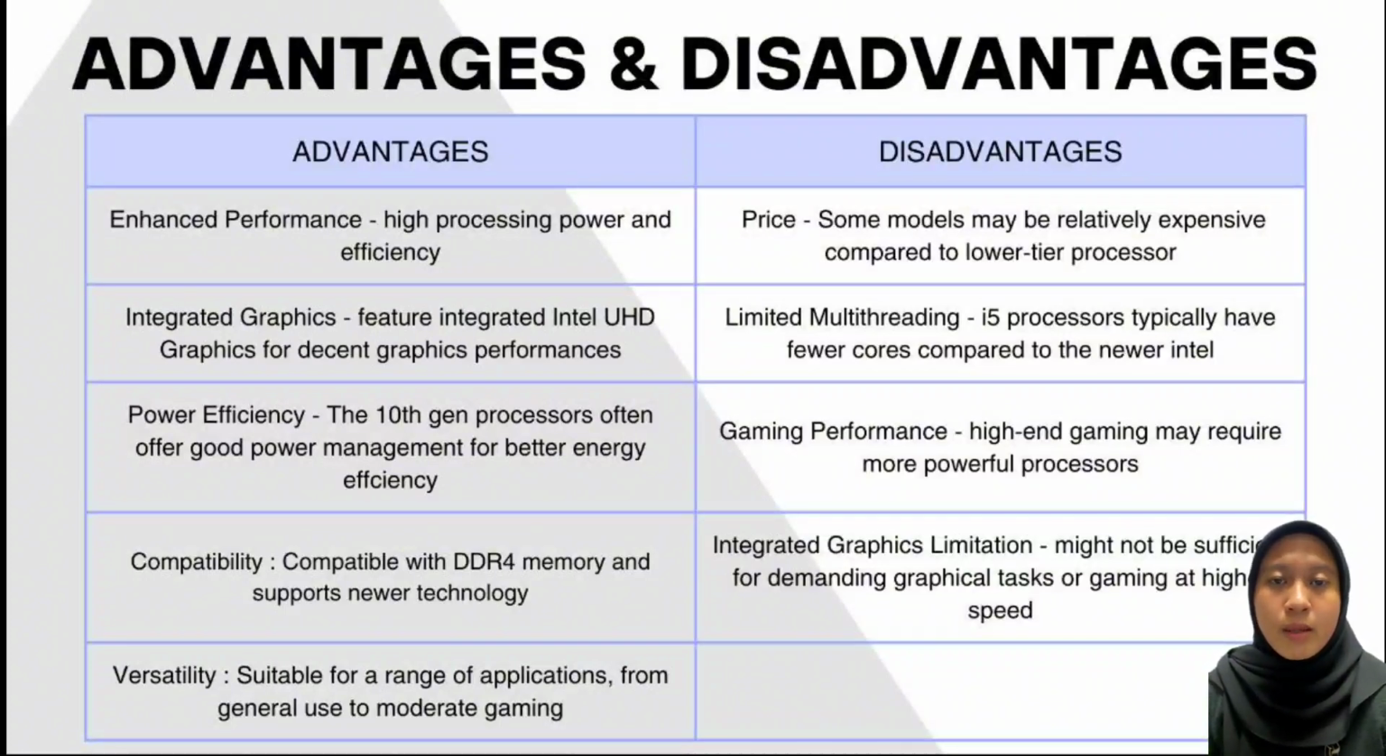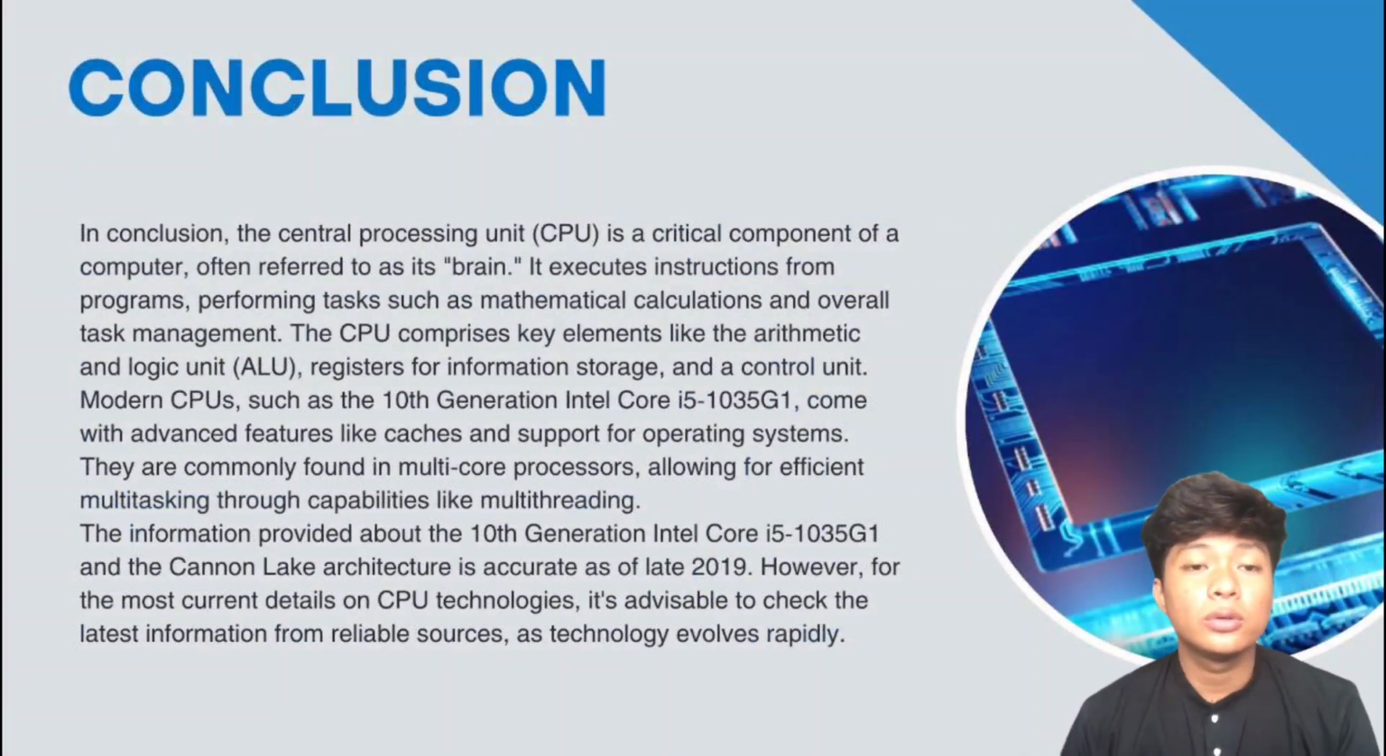High-end gaming may require a more powerful processor. An example of a high-end game is Cyberpunk 2077, which is known for its high system requirements. The last one is integrated graphics limitation. It might not be sufficient for demanding graphical tasks or gaming at high speed. I hope all of you get the information about this processor.